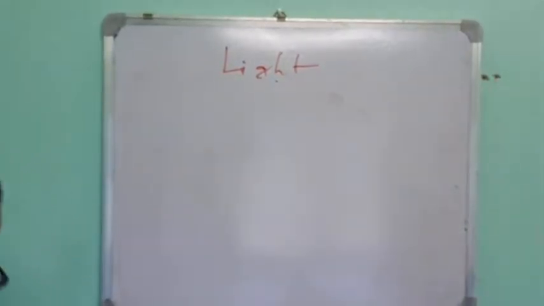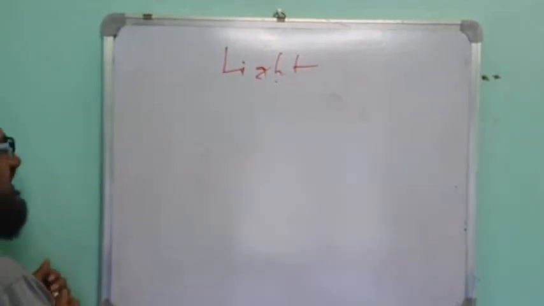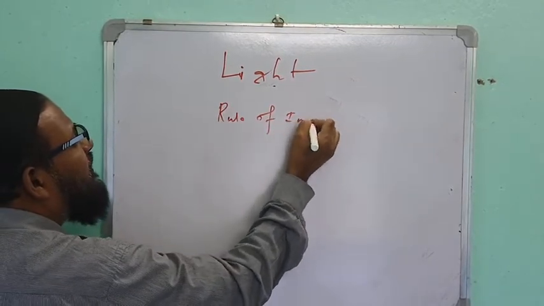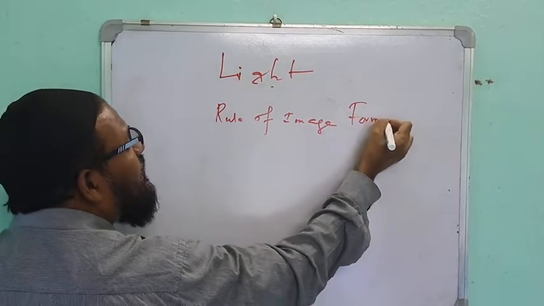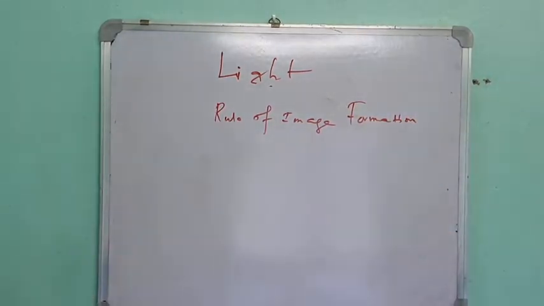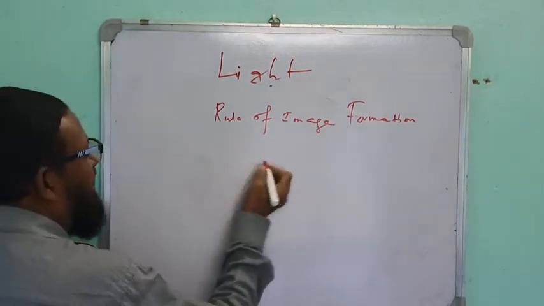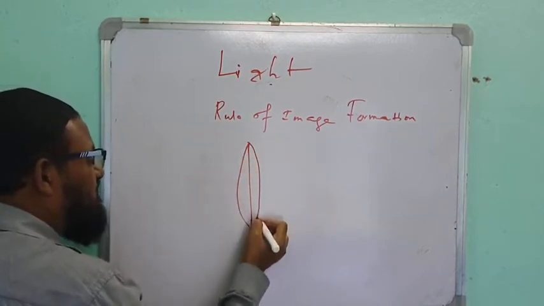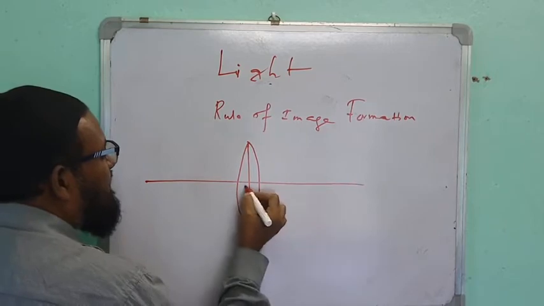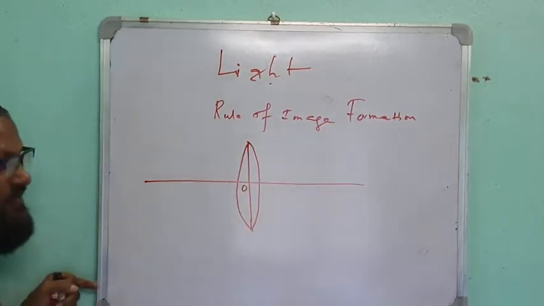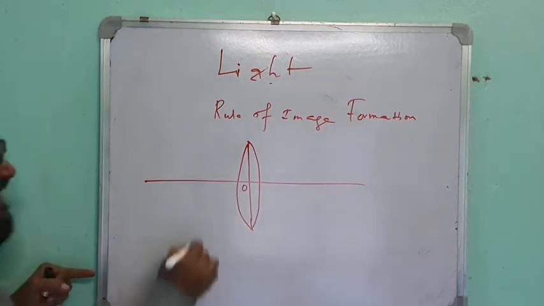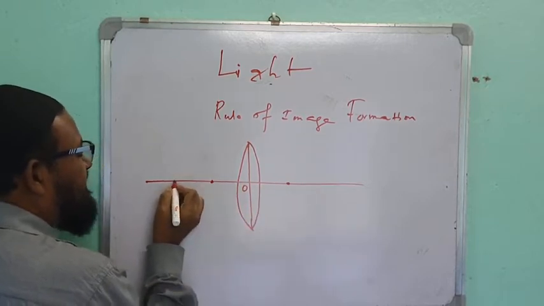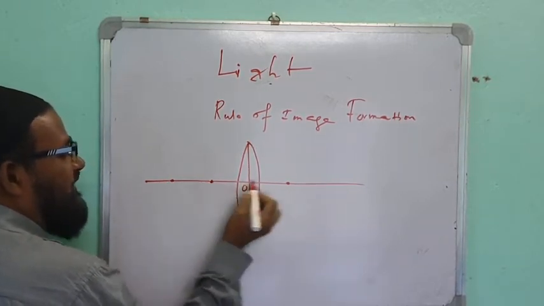Next, very important: how is an image formed by the lens? Image formation. Rule of image formation. Please see here, I am drawing like this. What is this? Optical center. This is the principal axis. Now, please be careful. Here is a point. This is F. This is another F.